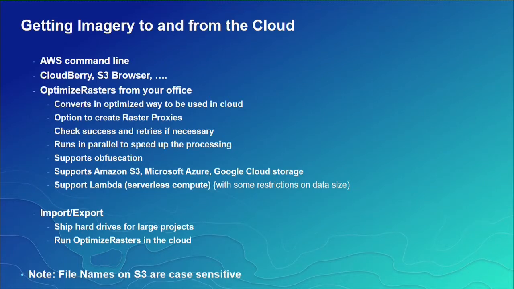This slide I was going to mostly skip over, although I've kind of mentioned this already. Well, I guess the first two lines, if you are copying data to the cloud, you can certainly use other methods. The AWS command line, there are tools such as CloudBerry, S3 Fox, there are quite a number of tools. If you're going from your office, you can use optimized rasters, enter your credentials, and copy directly into the cloud. And that second sub-bullet, the option to create raster proxies, that's something that I'm coming back to. But again, you can run this from your desktop. At the bottom, if you've really got large data volumes, again, you'll ship a disk to Amazon, they'll copy it for you, and then you can run optimized rasters in the cloud if you need to change format.